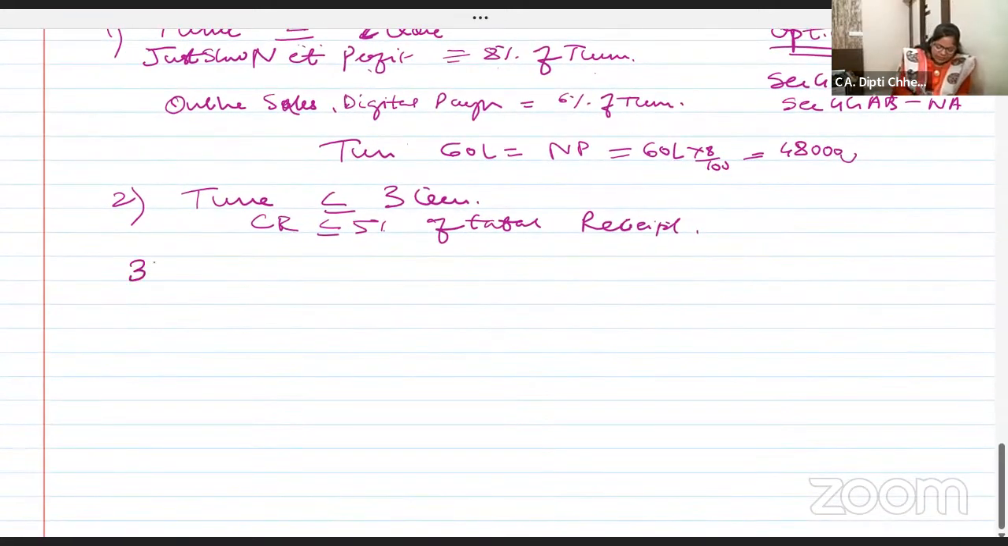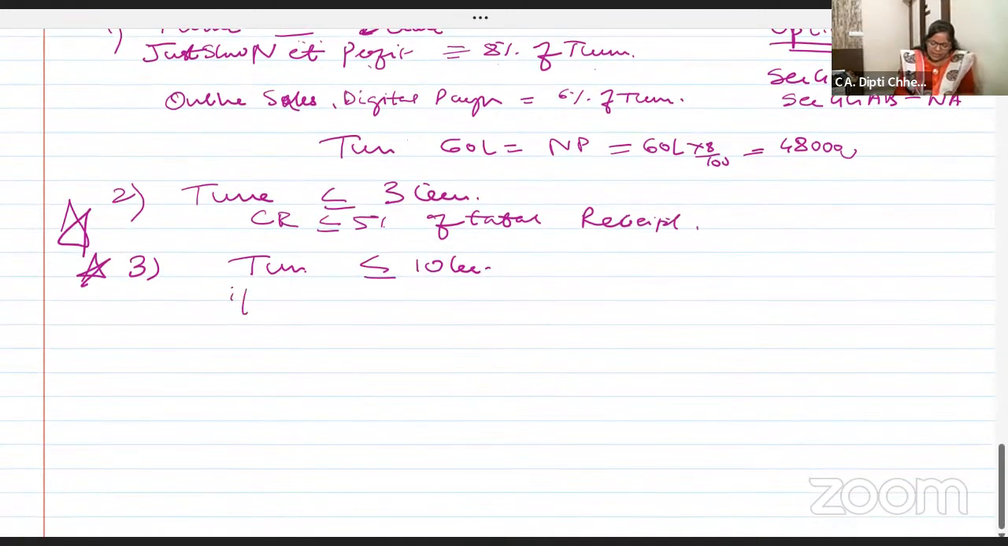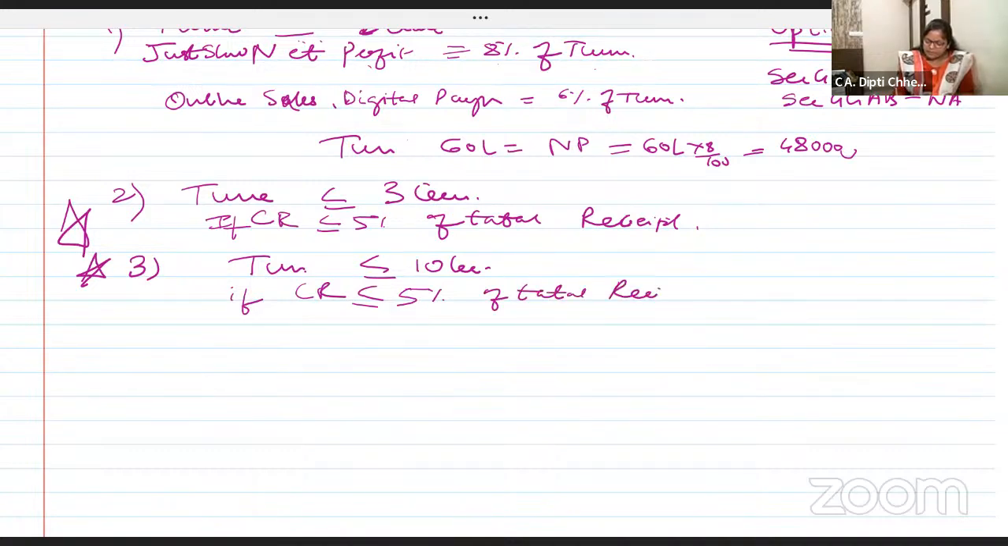Now, one more important amendment; these are the two amendments. Turnover up to 10 crore, less than or equal to 10 crore, can go if cash receipts are less than or equal to 5% of the total receipts, and if cash payments are also less. See, when you're earning in the bank account, you're spending also from the bank. Ma'am, my whole business is online.